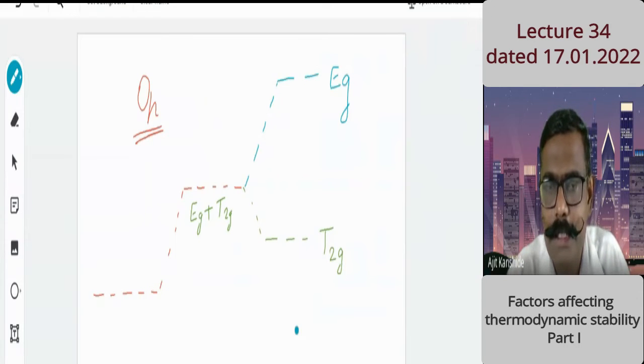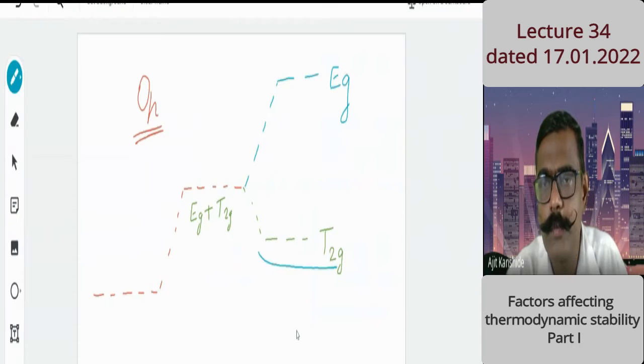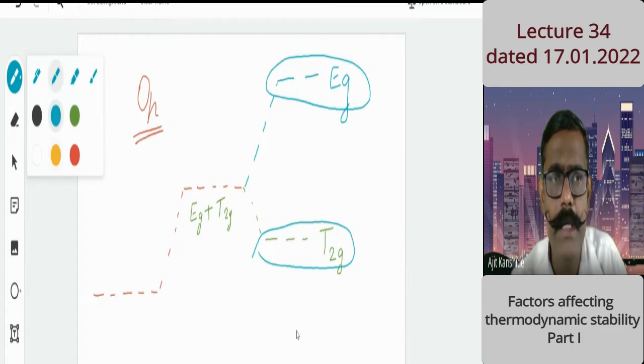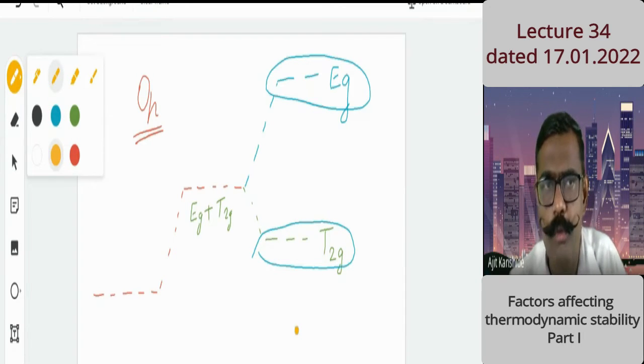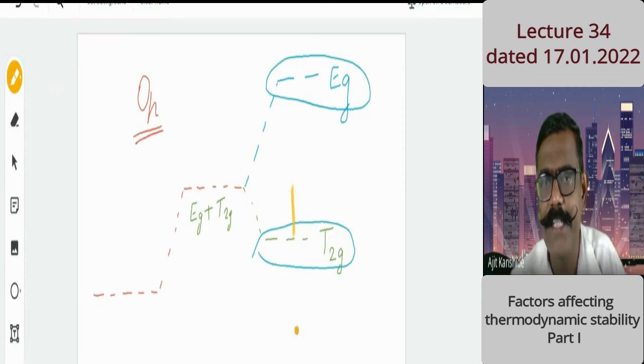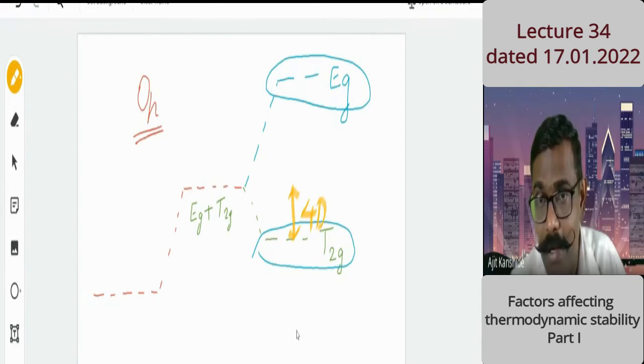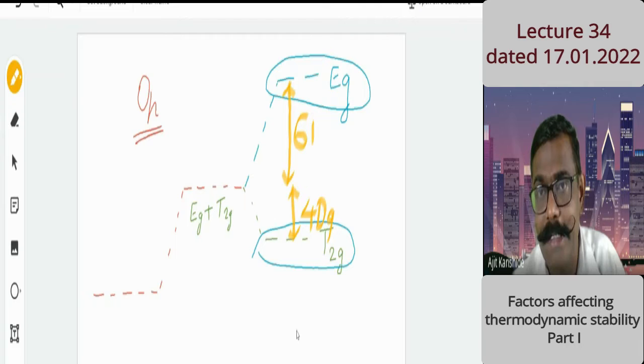As per your suggestion, the T2g orbital is of lower energy and of course the Eg is of higher energy. I want to know from you, the T2g orbital decreases by how much amount? This decrease is by 4 Dq. Brilliant. And the increase of Eg is by 6 Dq.